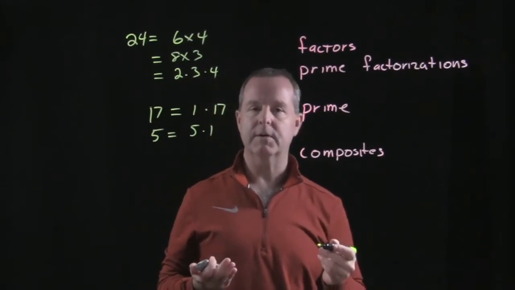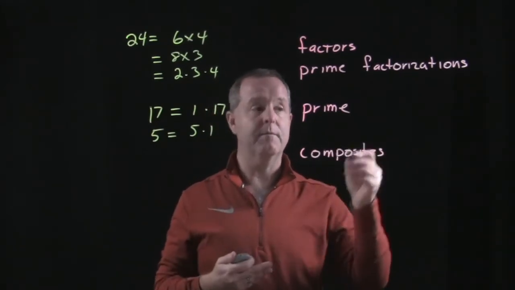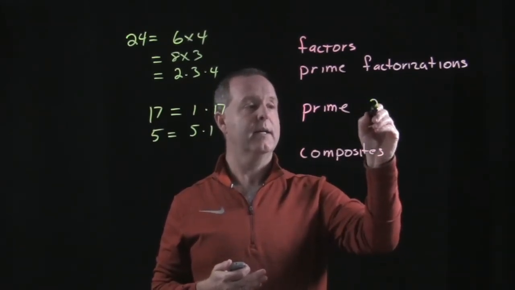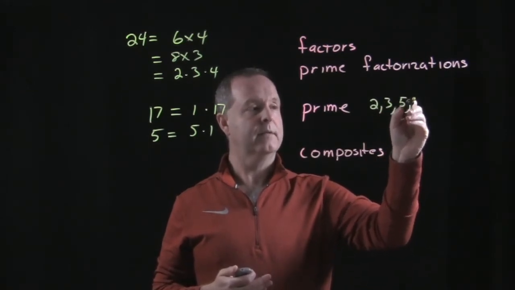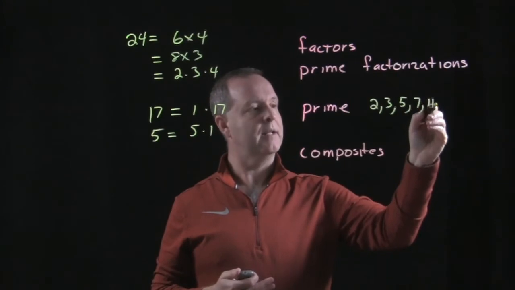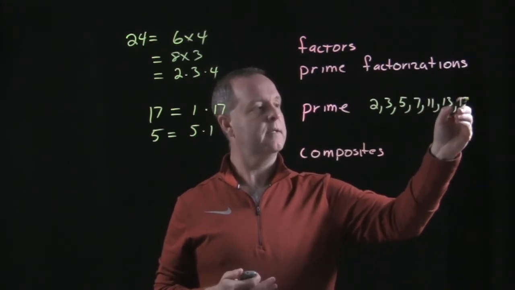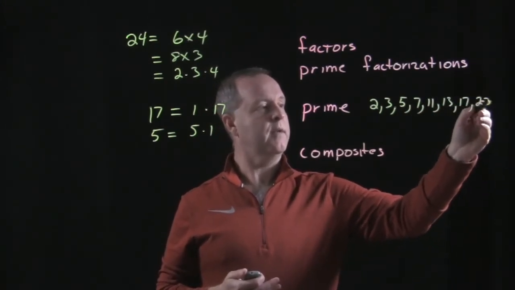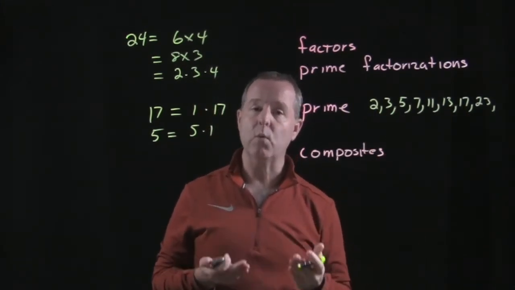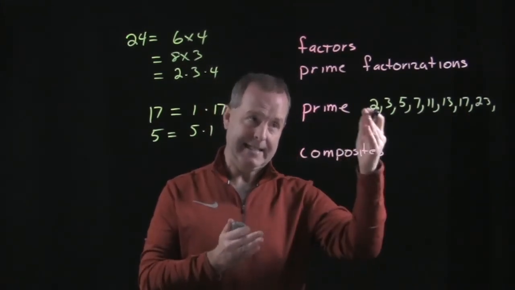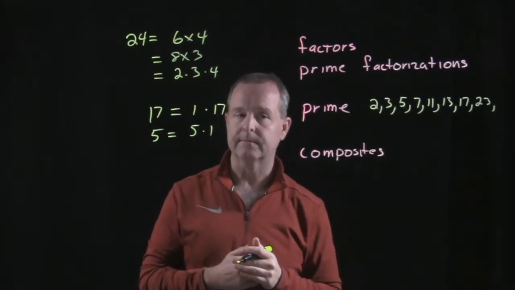Some of the prime numbers that we need to become comfortable with and able to recognize are 2, 3, 5, 7, 11, 13, 17, 23, and so forth. For each of these numbers, the only way they can factor is by the number itself and 1.